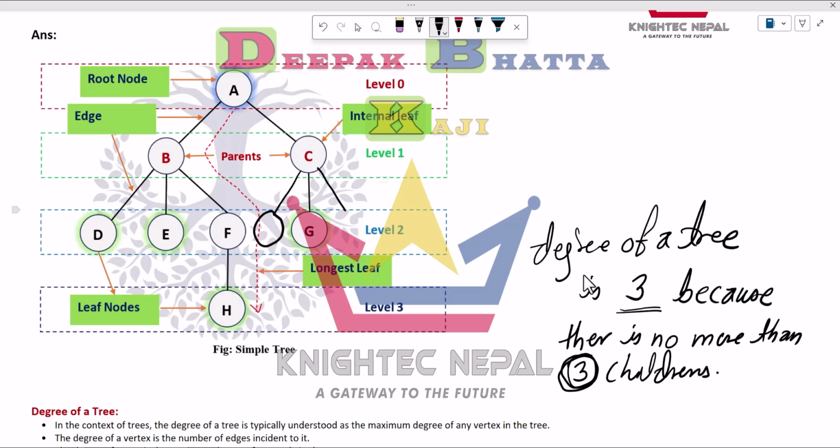Make the C have 4 children. Now the degree of a tree would be 4, right? So maximum children is 4, which C has. C has maximum children 1, 2, 3 and 4. So we can call the degree of a tree of this graph is 4. So as per our given example, we have only 3 children of B node. So we can call it the degree of tree is 3.